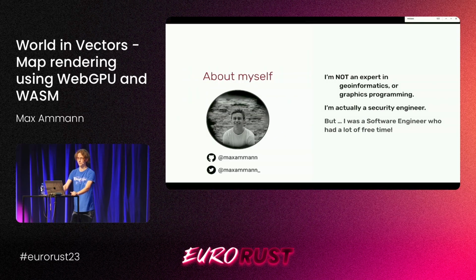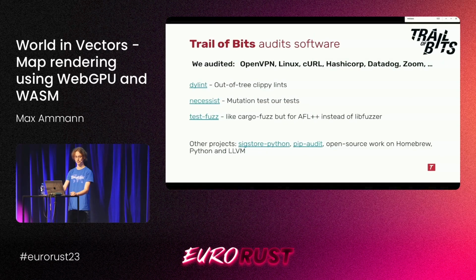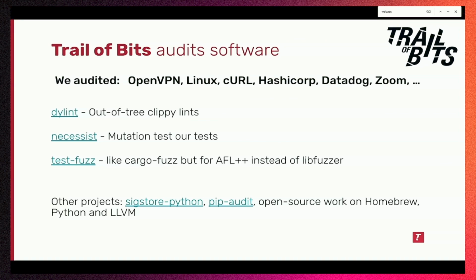Quick thing about myself: I am not really a geoinformatics expert, and I'm not really that knowledgeable in graphics programming. I'm actually right now a security engineer, but before that I had a lot of free time, so that's when I started doing the side project and started looking into map rendering. I currently work at Trail of Bits, which is a security company, so we audit software. We audited OpenVPN, curl, Linux, and a lot of other software.